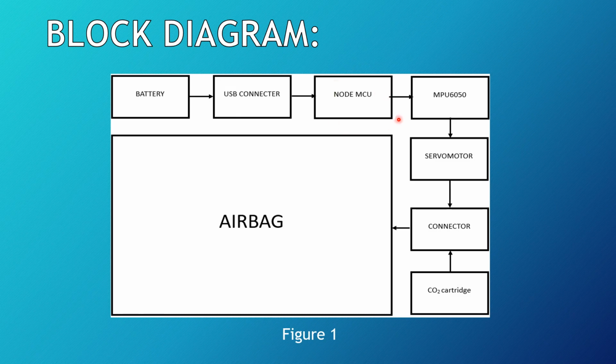The NodeMCU is used along with the MPU6050 sensor. The MPU6050 sensor is a single chip integrated with a 3-axis gyroscope and 3-axis accelerometer. It is connected to a servo motor. The servo motor is used for controlling the flow of the CO2 gas into the airbag.